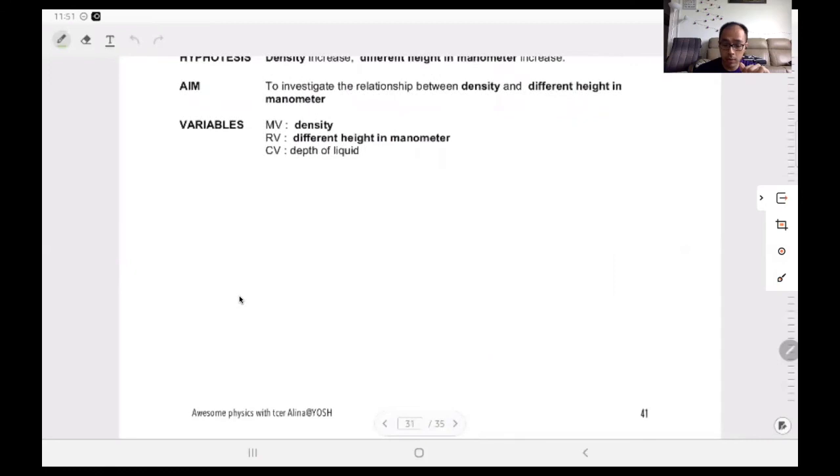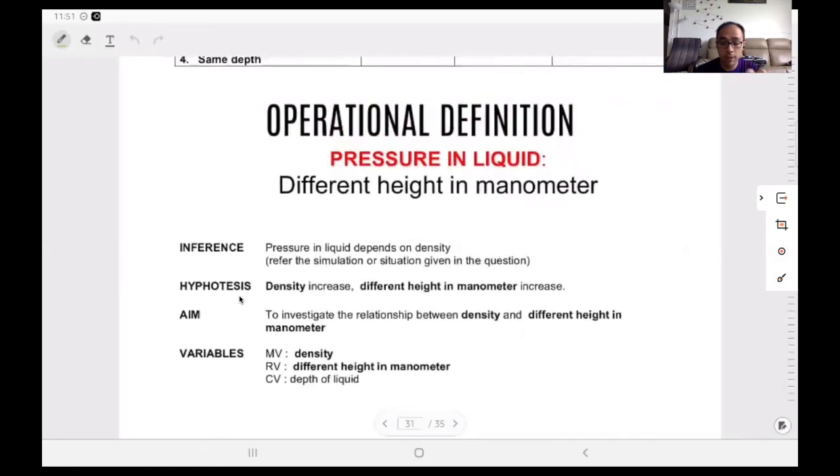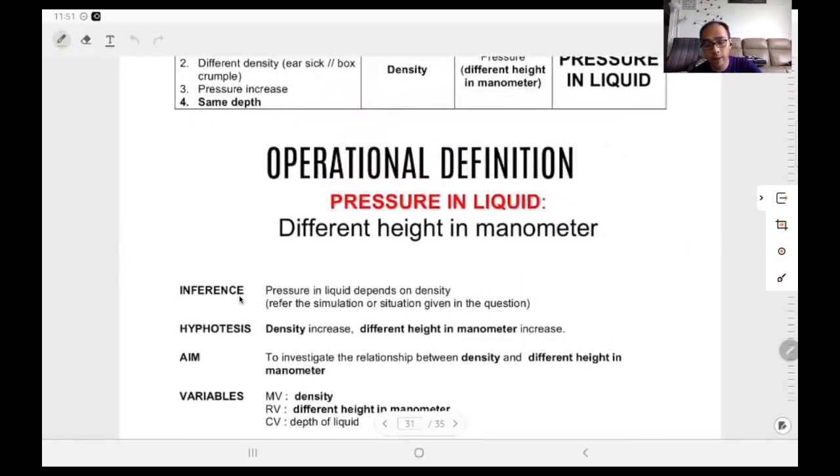So please remember this lah. The operational definition, pressure in liquid is represented by the difference in height in manometer. So I think that's all for today that I want to cover with you. I hope that this has been helpful for you.